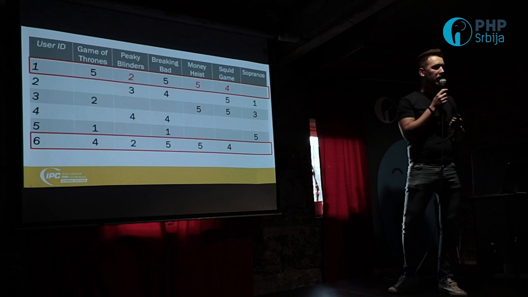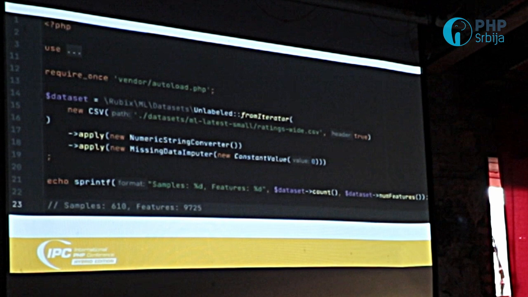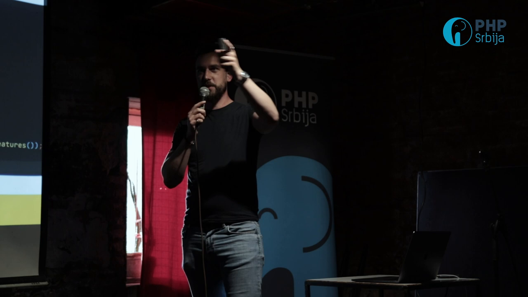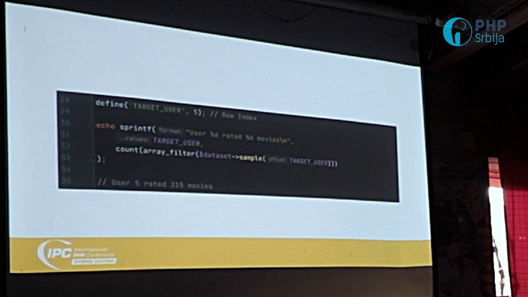So the question is, how do you run similarity between vectors without fully specified values? It turns out that you can do that quite easily, and I'll show you. For this example, I'll use the MovieLens dataset, which contains 610 users and 9,700 movies. So it's a matrix with 600 rows and 9,000 columns. Let's say we want to find movies for user number 5, the user with index 5.